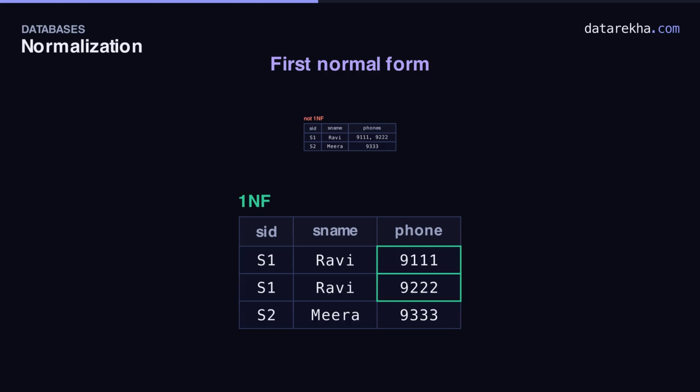The fix is to make every value atomic. Give each phone its own row. Now each cell is one clean value, and the table is in first normal form. From here on, we always assume 1NF, and then ask how the columns depend on the keys.